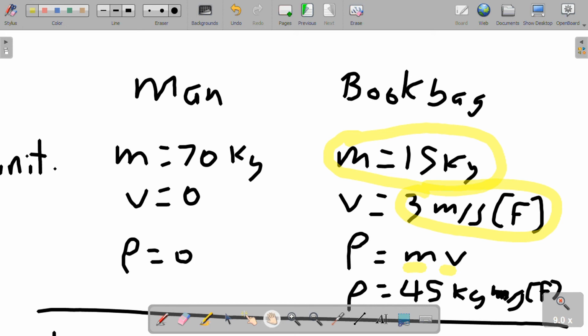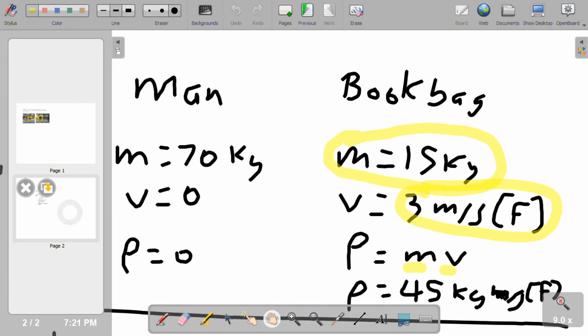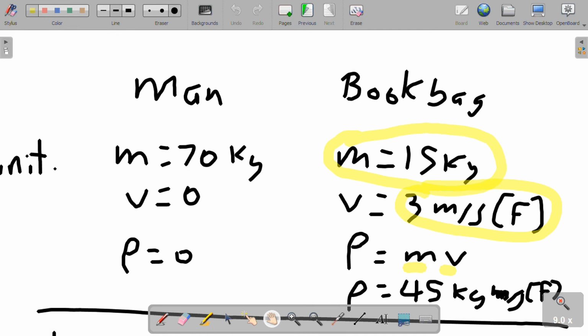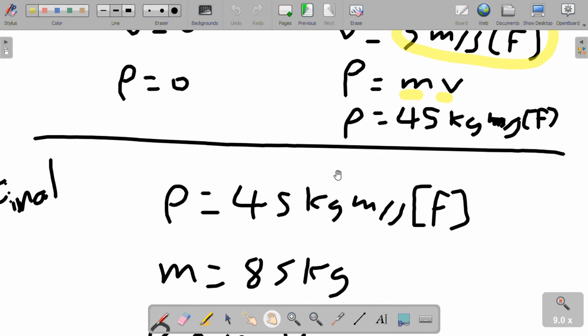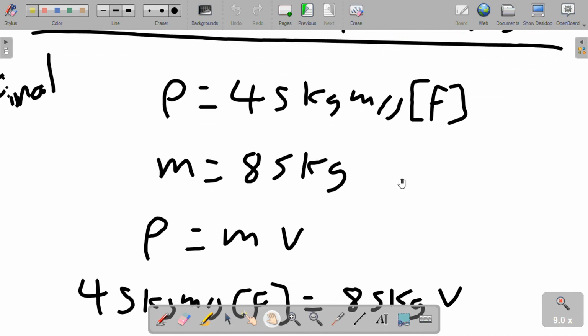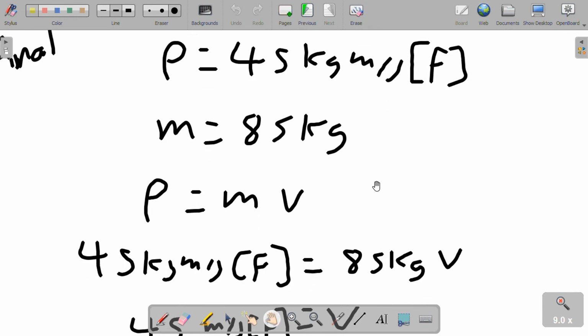After the collision, we ended up with this single system where we have a man with a book bag. And that single system had the same momentum as the total momentum before the collision. That's the principle of conservation of momentum. The momentum after a collision is going to be the same as the total momentum before a collision. So after the collision, we had a forward momentum of 45 kilogram meters per second forward. Our system had a total mass of 85 kilograms. That 85 kilograms was the 70 kilogram mass of the man plus the 15 kilogram mass of the bag. That's what gave us 85.